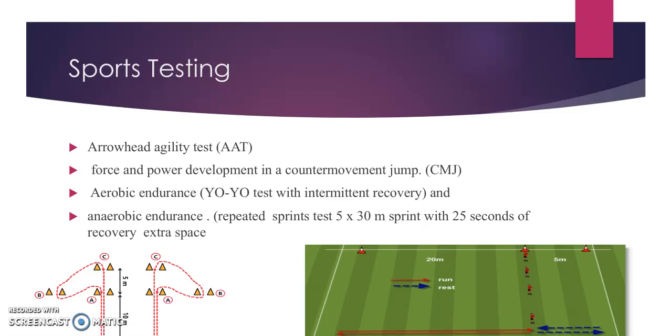aerobic demands of sport. Finally, we will be working on anaerobic endurance with repeated sprint tests of 5 by 30 meters with 25 seconds of recovery. The Arrowhead Agility Test examines speed, explosive power, and rapid changes of direction while sprinting. The counter movement jump test has practical application for volleyball players by measuring power and can be regularly tested during all parts of the season.